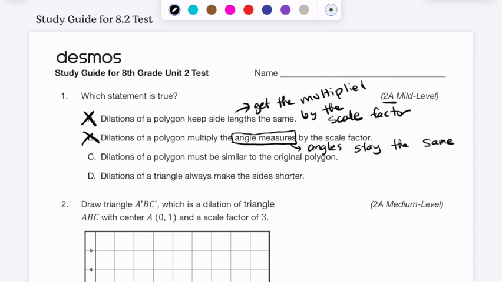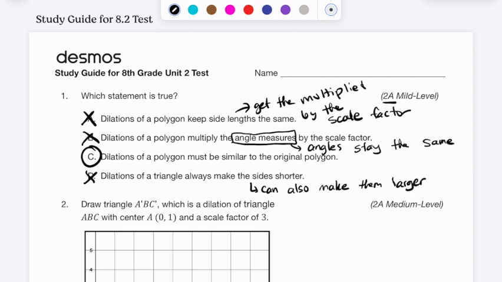C, dilations of a polygon must be similar to the original polygon. That is true. Dilations create similar figures. Dilations don't create congruent figures necessarily because they can change the size, but they do create similar figures, same shape, different size. And then lastly, D, dilations of a triangle always make the sides shorter. That's not true because it can also make them bigger. And if the scale factor is 1, which is technically a dilation, it can make them the same size as well.